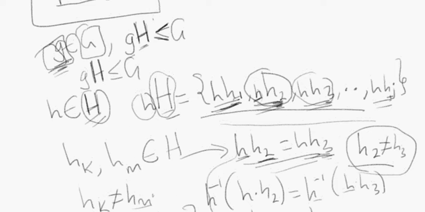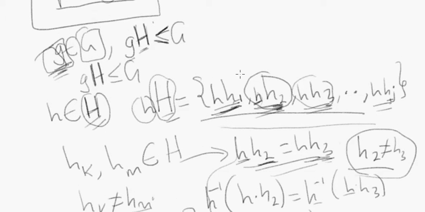But the end conclusion is really that all the elements of the coset little h times big H are distinct, and they're all elements of H. So in particular, how many elements do we have in this group? Well, the answer is as many elements as there are in the group H.